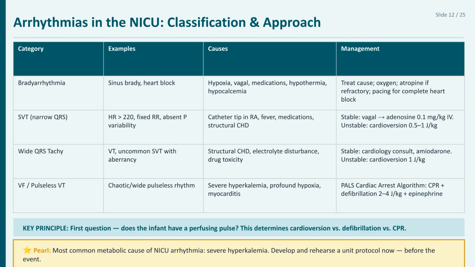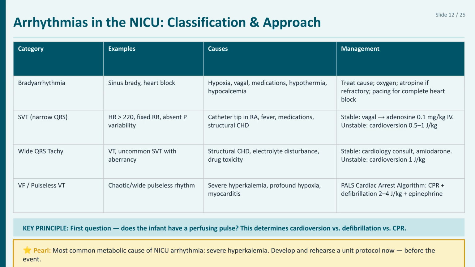Arrhythmias are classified by rate and QRS width. Management depends on whether the infant has a perfusing pulse. For bradyarrhythmia, treat the cause. SVT may require adenosine if stable, or cardioversion if unstable. Wide QRS tachycardia requires cardiology consultation. VF or pulseless VT follows the PALS cardiac arrest algorithm.